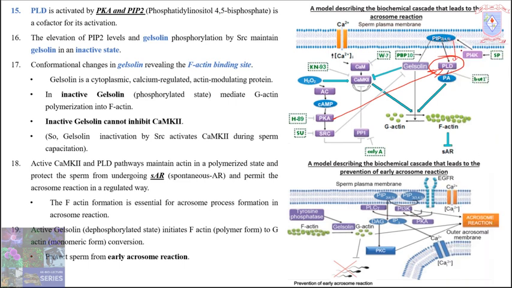But what is the function of PIP2 in this process? Actually, PIP2 is the cofactor of PLD, and PLD is the enzyme that activates PKA. Okay, so PIP2 is the cofactor for its activation. Next comes another protein named gelsolin. The elevation of PIP2 level and gelsolin phosphorylation by SRC maintain gelsolin in an inactive state.